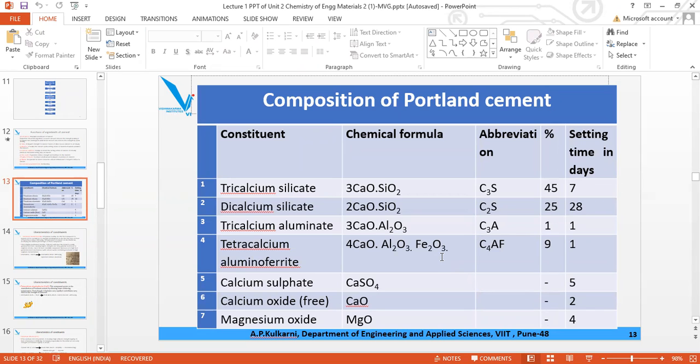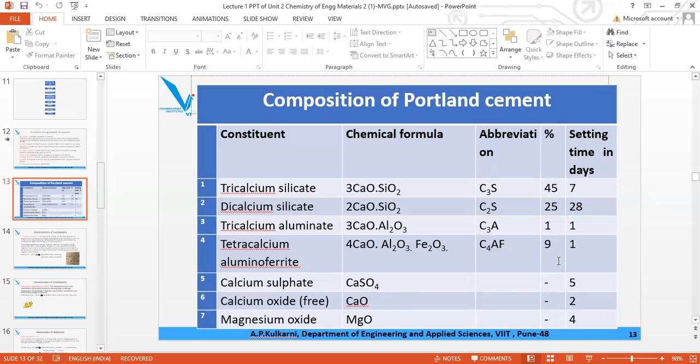The question will be: the chemical formula of dicalcium silicate is, or the abbreviation for dicalcium silicate is. So the chemical formula is 2CaO.SiO2 and the abbreviation is C2S. Got it? Yes, ma'am. Within 2 minutes you prepare it.